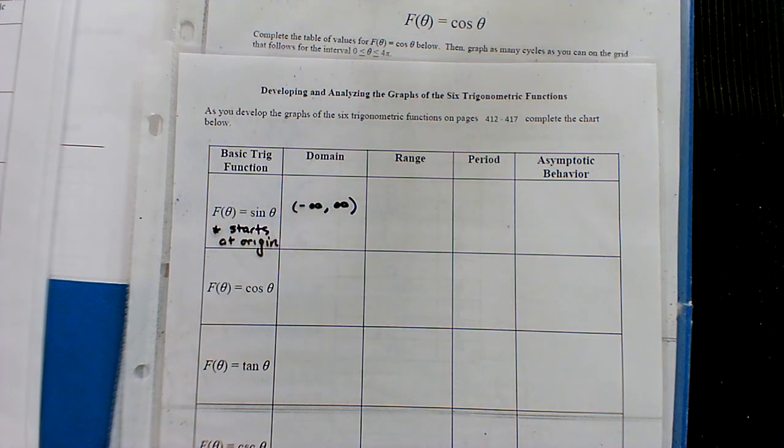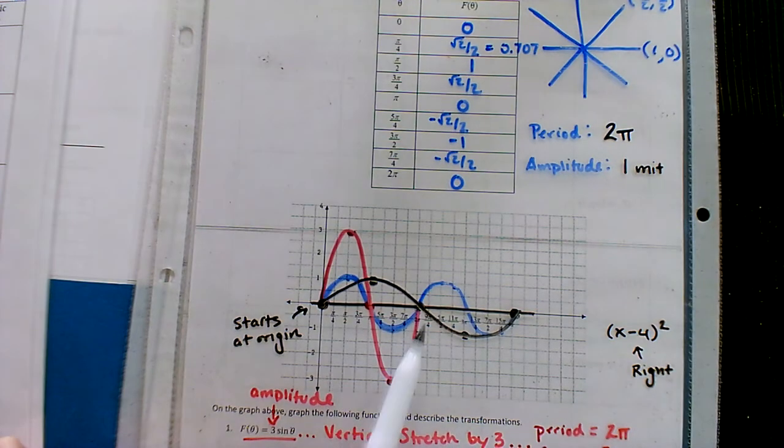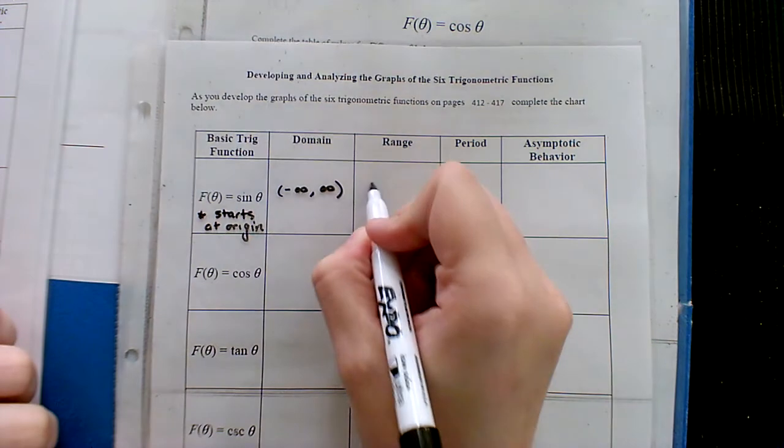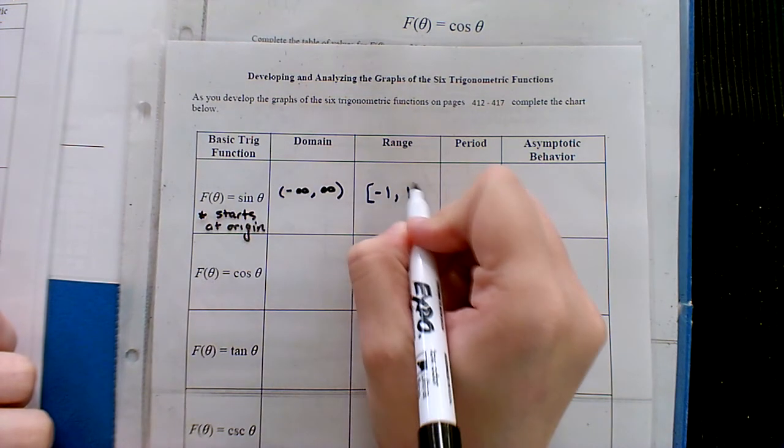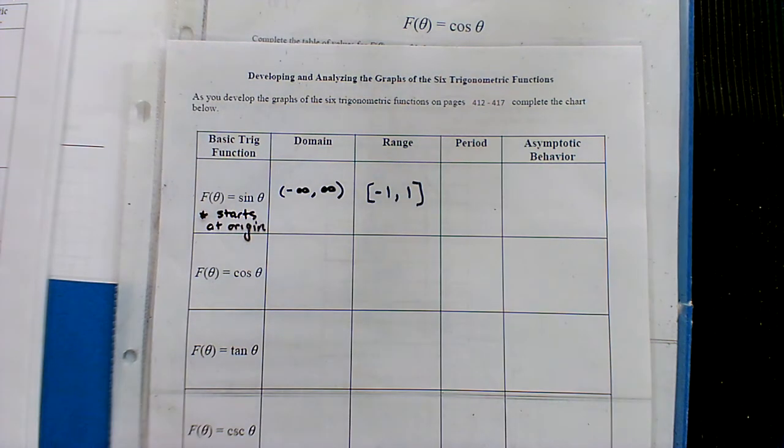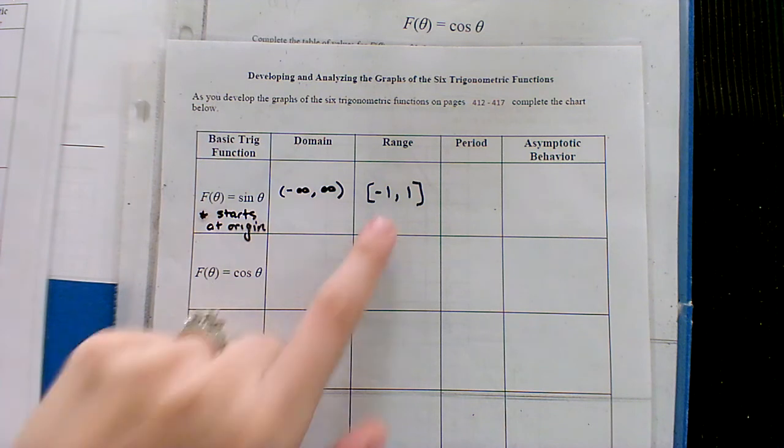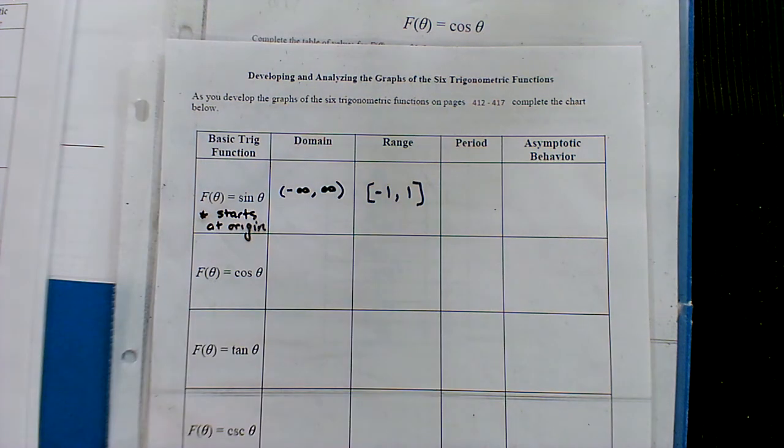All right. What about the range? Looking at my blue graph on the previous page, how far low to high does it go? Negative 1 to 1. That's your amplitude. Since your baseline was at 0, the x-axis, you either go up 1 or down 1. Remember, this is for the basic one, not any transformed ones that we have.